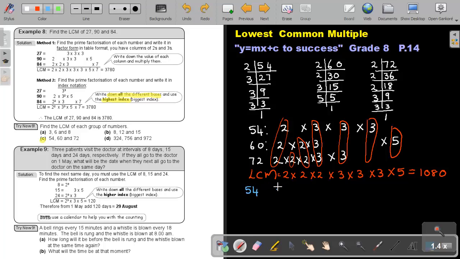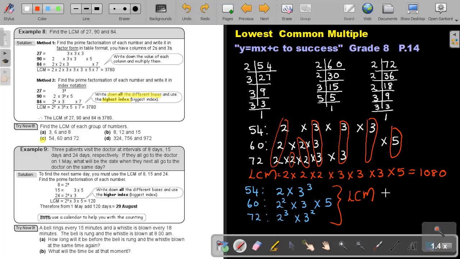So that will be 2 times 3 to the power of 3. Let's do the same with 60. That will be 2 to the power of 2 times 3 times 5. And let's take 72. That will be 2 to the power of 3 times 3 to the power of 2. And now, let's try to write down the lowest common multiple.